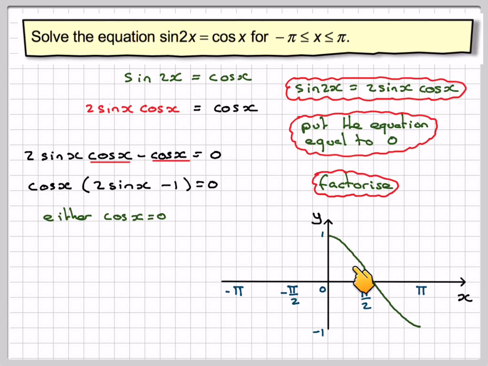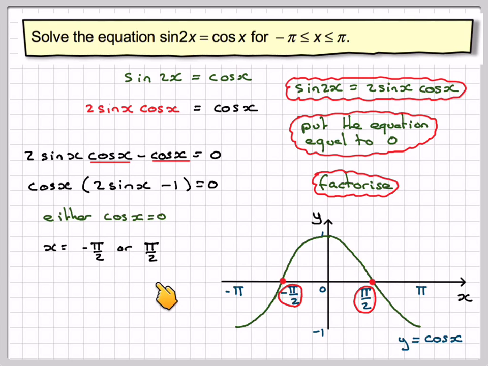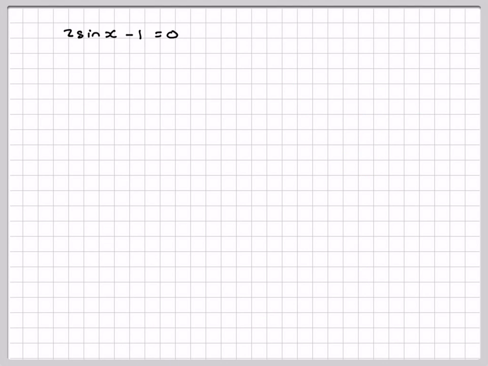So cos starts off like that, and therefore it will be reflected over here. If you cannot remember, label the graph. Where is it equal to 0, which is here and here. So mark those off. So we get two solutions, x is minus pi over 2, or x is pi over 2, or 2 sine x minus 1 is equal to 0, which means that 2 sine x is equal to 1, sine x is equal to a half.